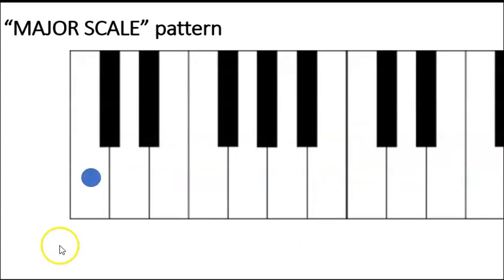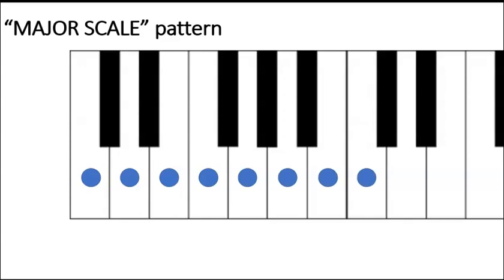And when you start on that note down there next to the two black keys, that C, it's easy to play the major scale pattern because all you do is hit just the white keys. See if you recognize this pattern. So there's our C. There's our first note. That's called the major scale pattern.